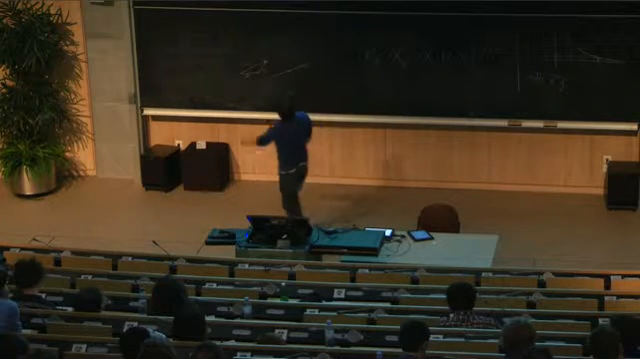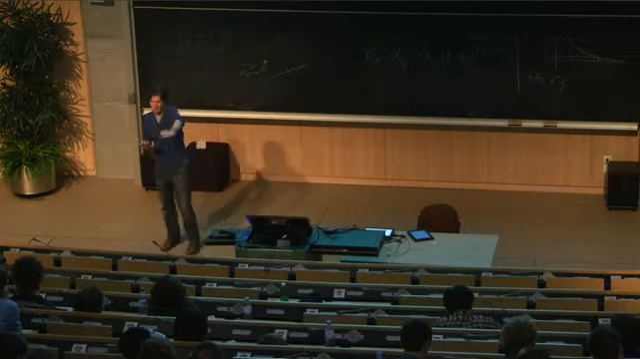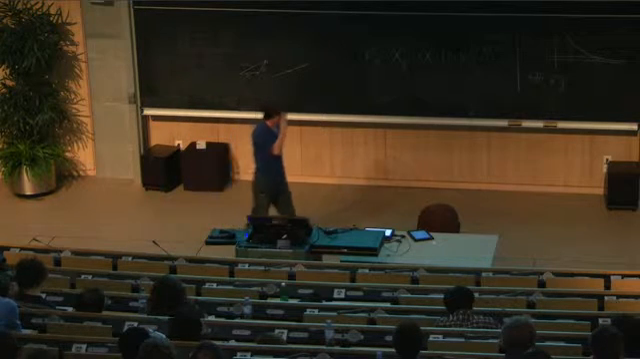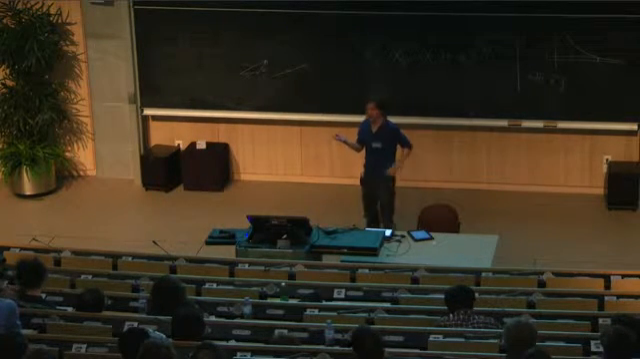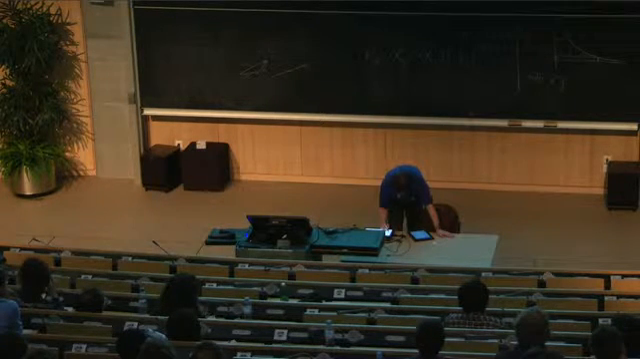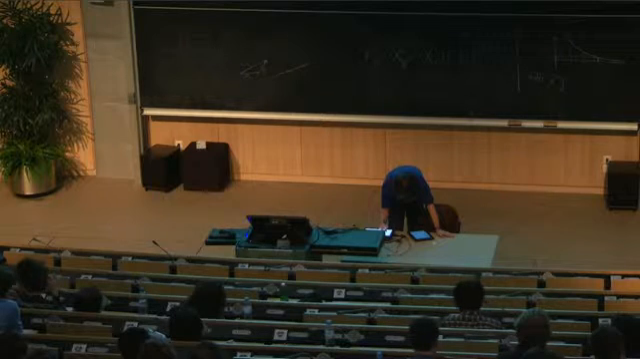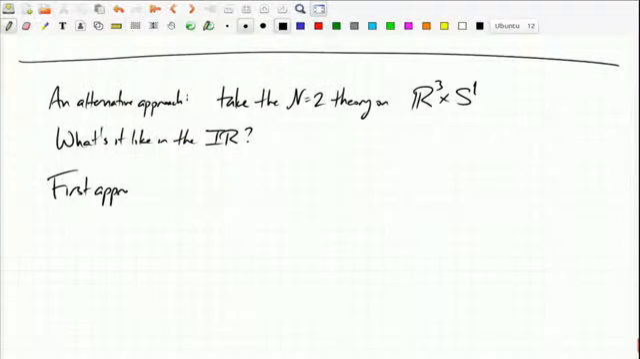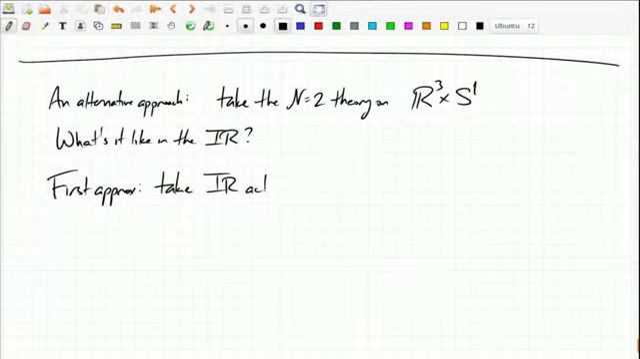Well, how could I get at that question? The most naive thing I could do is take the infrared Lagrangian in 4 dimensions and just take the dimensional reduction of that. So the first approximation would be to take the IR action in 4 dimensions and just dimensionally reduce on a circle. What will you get in this way?